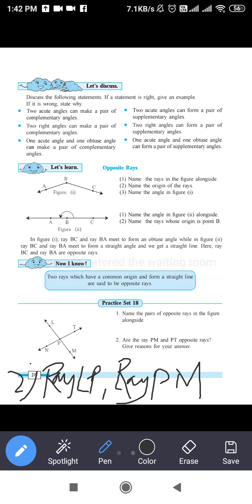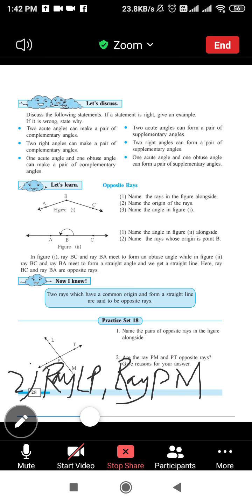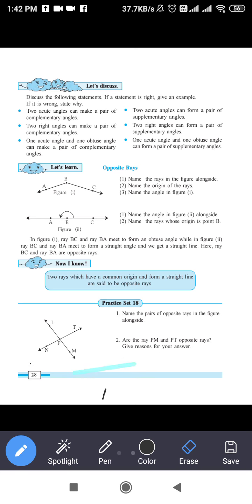Now the second one: are ray PM and PT opposite rays? Give a reason for your answer. What is the question? Ray PM and PT, are they opposite rays, and if they are not, give your reason. You can observe that ray PM and PT are not forming a straight line. They have the same origin but they are not forming a straight line, so that's why they are not opposite rays.